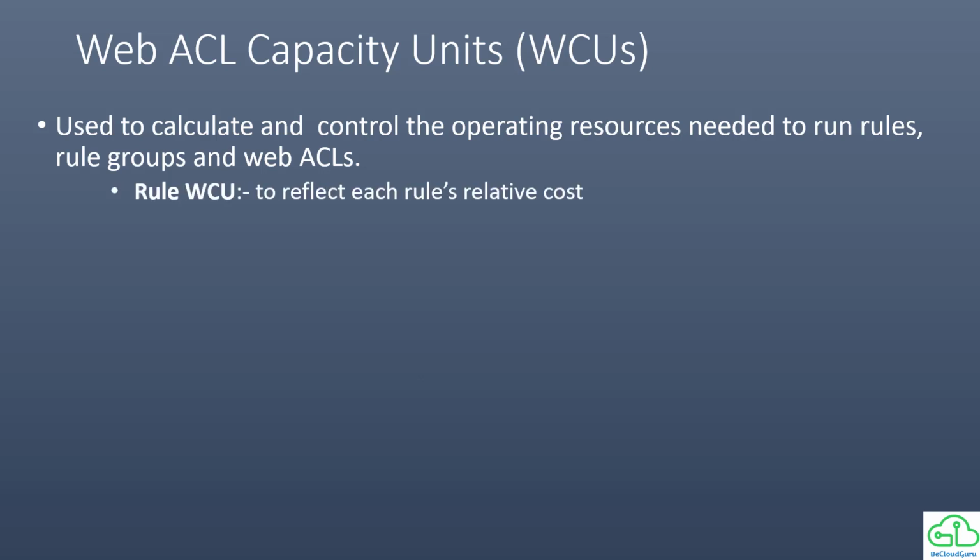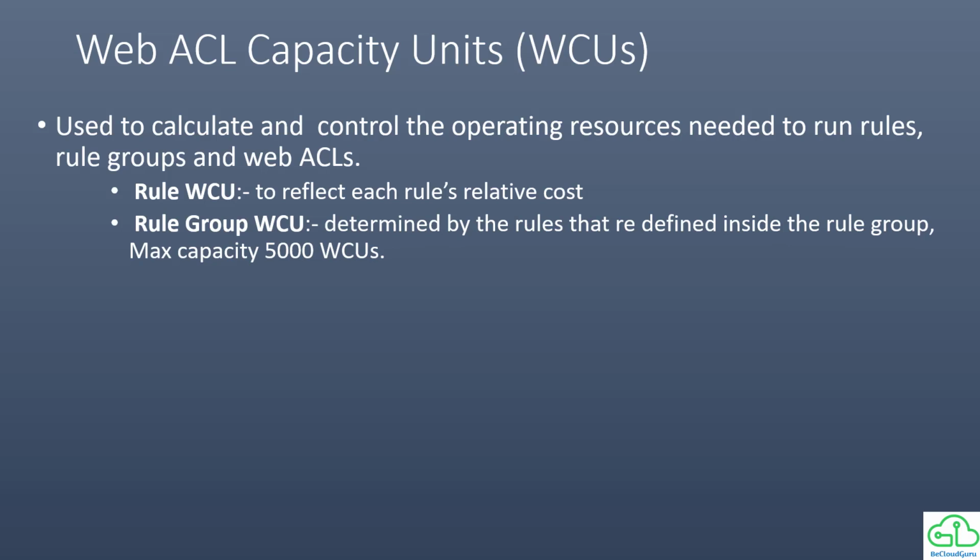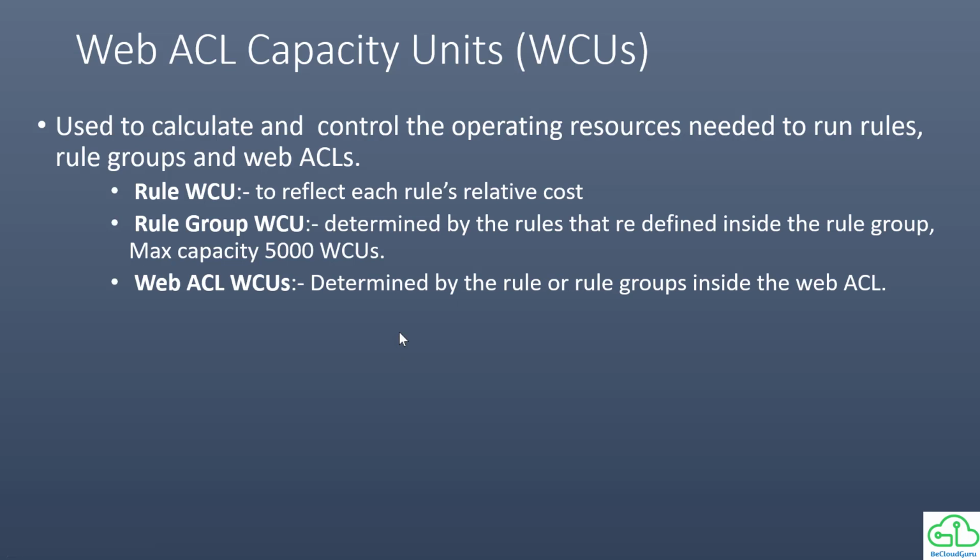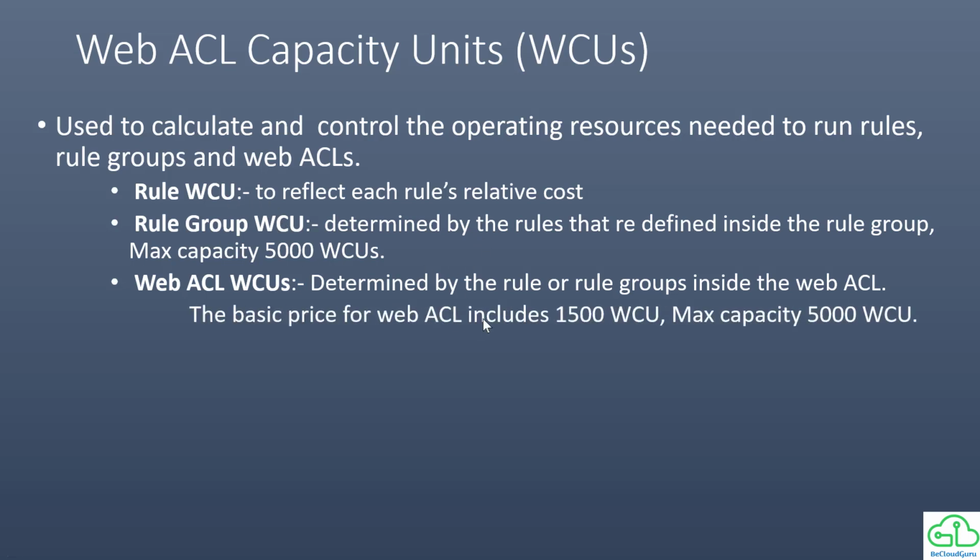Now first of all, you will have rule WCUs, or Web ACL capacity units, to reflect each rule's relative cost. Then you have rule group WCUs, which will be determined by the number of rules and their relative cost defined in that rule group, and the maximum capacity goes up to 5000 WCUs. Your Web ACL WCUs are determined by the rules and the rule groups inside the Web ACL, and the basic price of your Web ACL allows you to use 1500 WCUs, and the maximum capacity goes to 5000 WCUs, or the web capacity units. This is a soft limit which can be increased with the help of AWS support if needed.